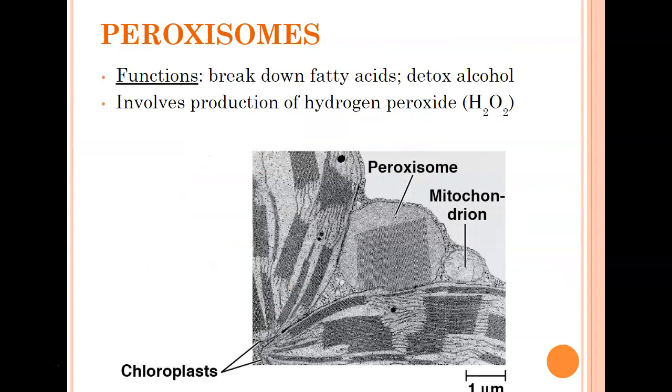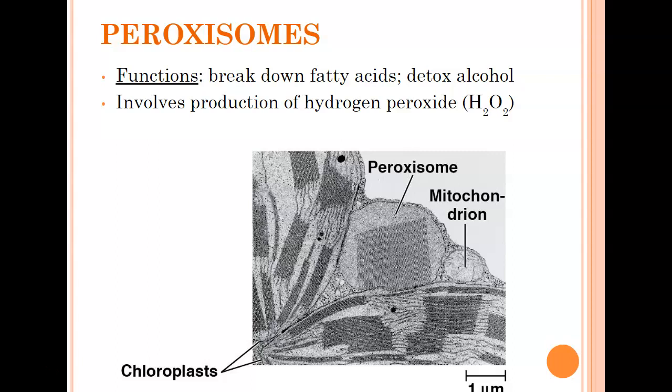Okay, cruising along, we now have peroxisomes. Their job is, I always think of peroxide, because that's a similar chemical that's happening here, because it involves production of peroxide, H2O2. It breaks down fatty acids. It can also be the site where alcohol is detoxed in your system.